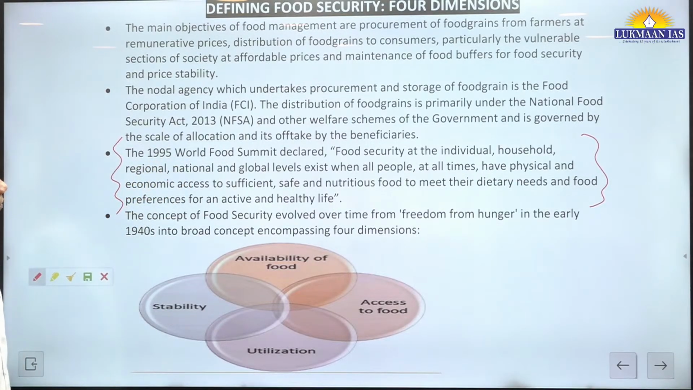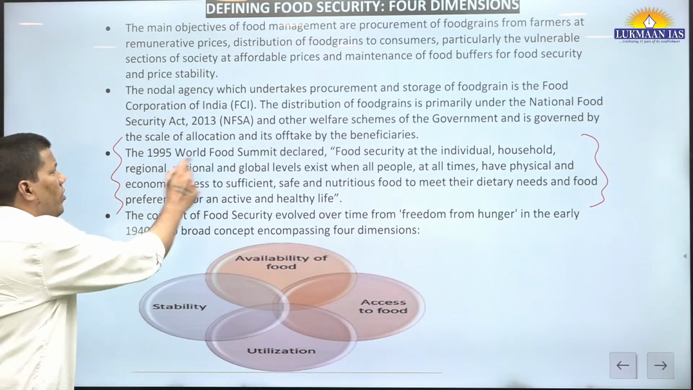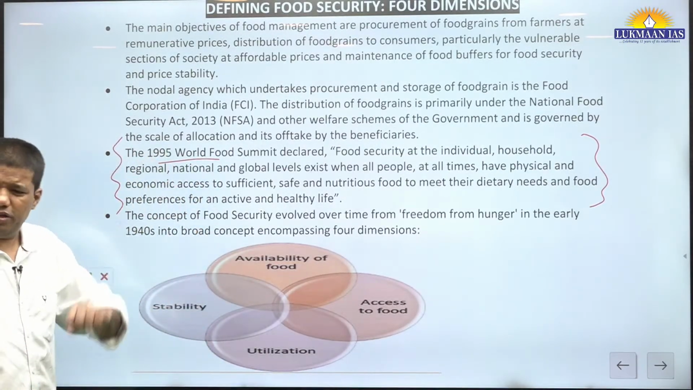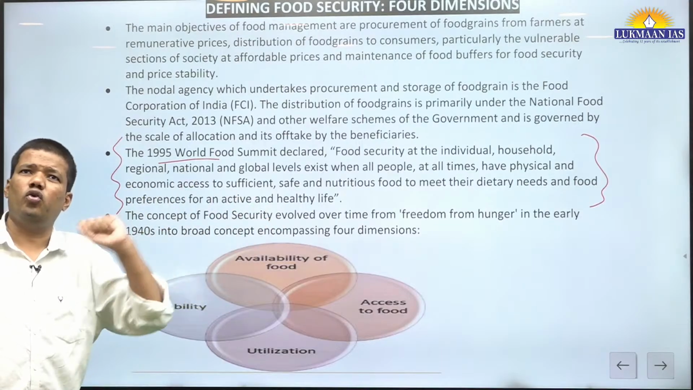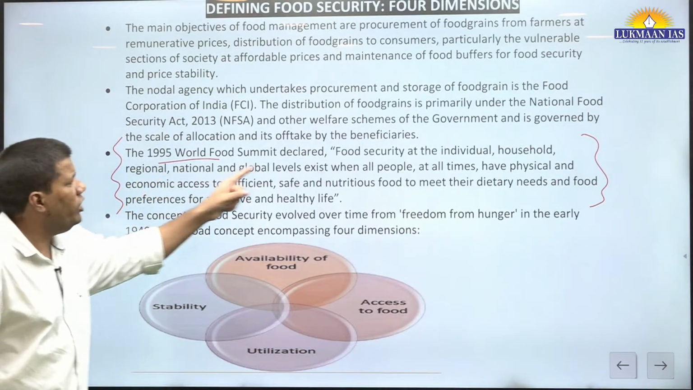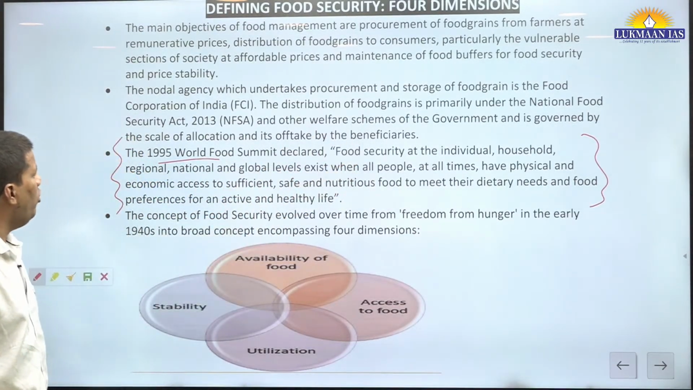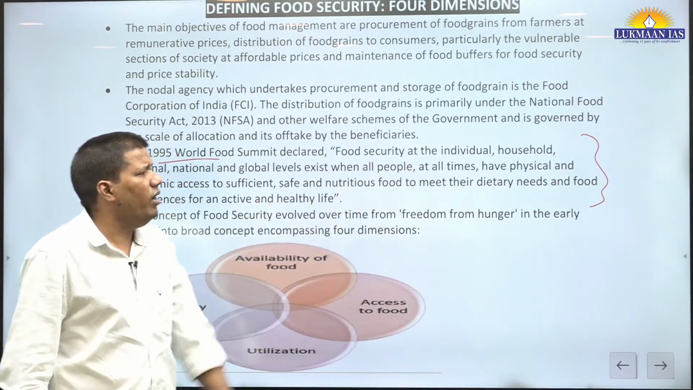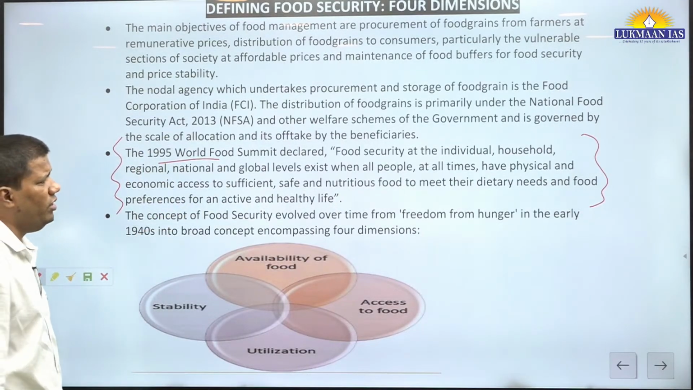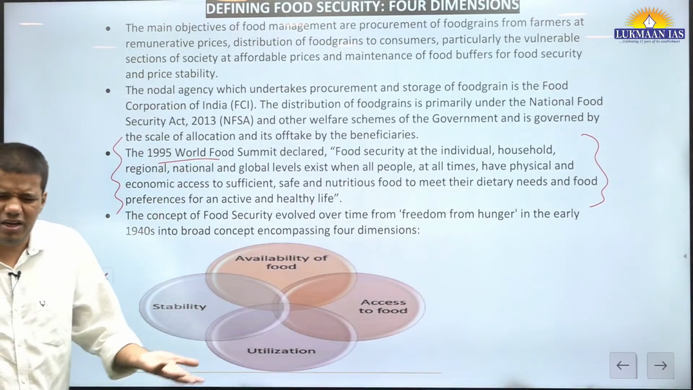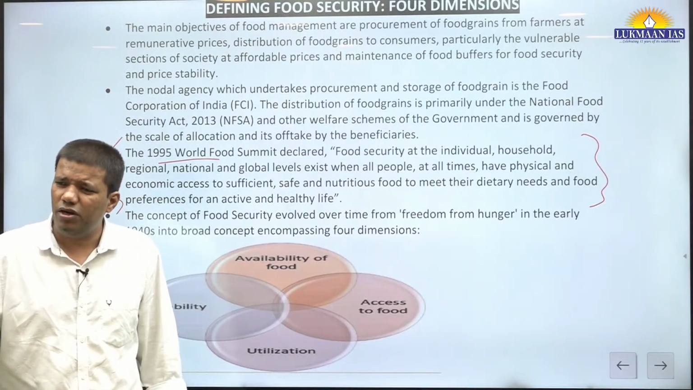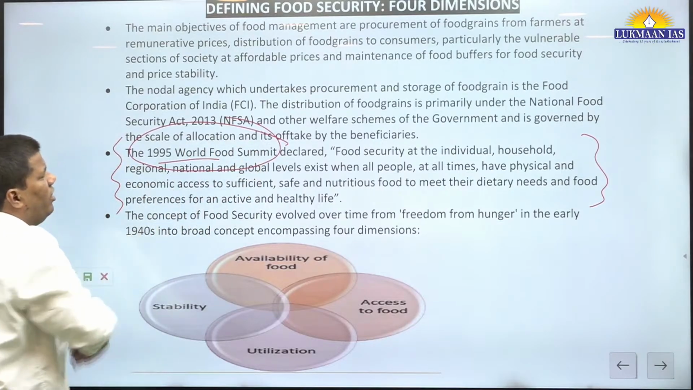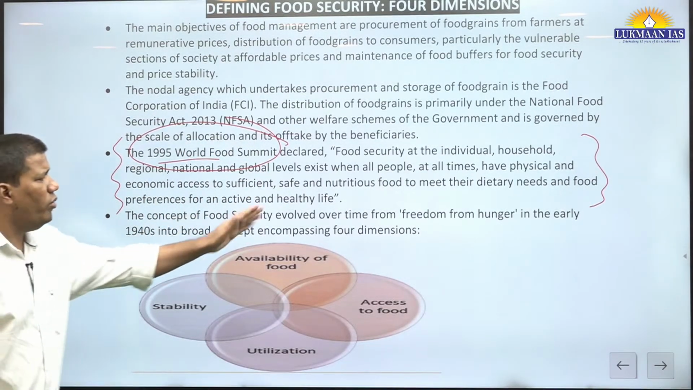The 1995 World Food Summit declared this. See, it happened in 1995, no problem. But whenever you read government documents, they always quote this thing, so you also try to quote this somewhere in a Mains answer. What it declared: food security at the individual, household, regional and global level exists when people at all times have physical and economic access to sufficient and safe food. Indirectly they are talking about the 3 A's again: availability, accessibility and affordability. But let's say you write it this way: in the 1995 Food Summit, they talked about this. Okay?